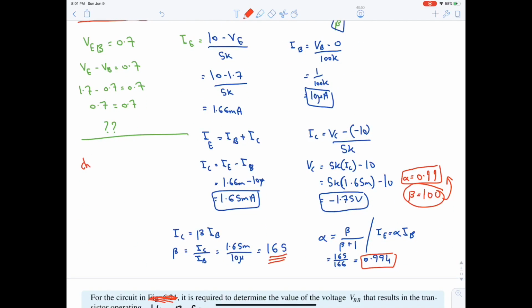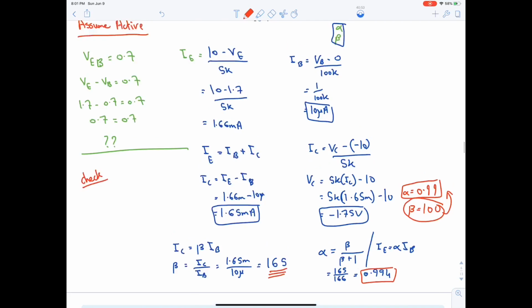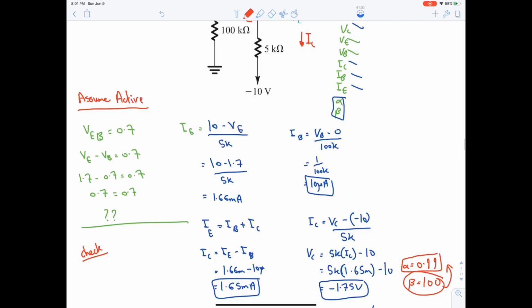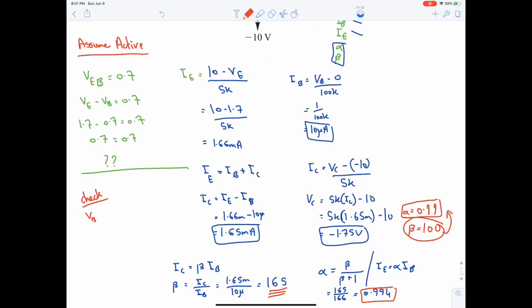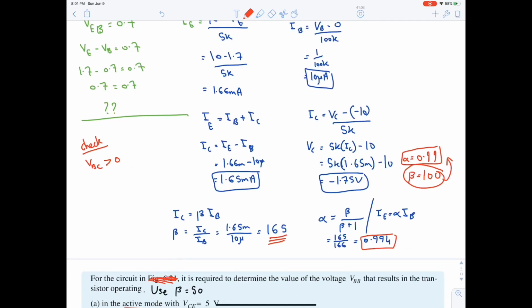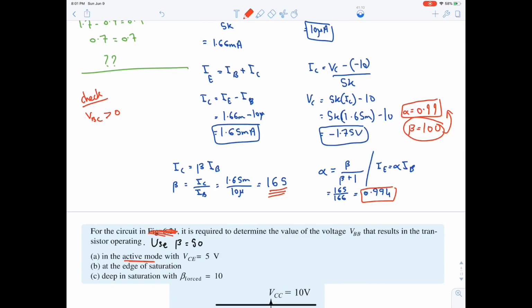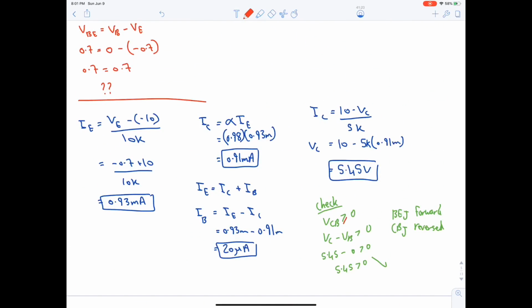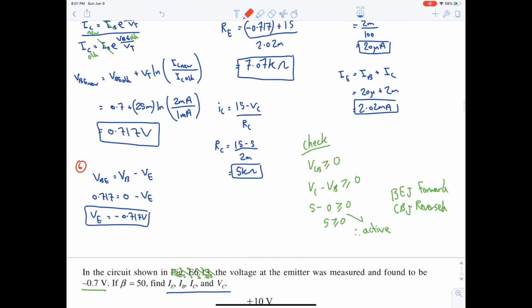So let's check. The check is, we said it's not the arrow, it's the terminal, the junction that is facing the arrow. So it will be VBC. VBC has to be greater than or equal to 0. So VB minus VC, is it greater than or equal to 0? Did I write here equal? No. I missed them. Here I wrote it.